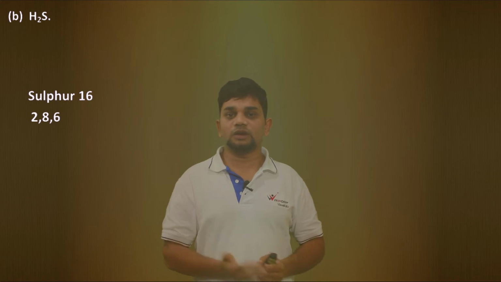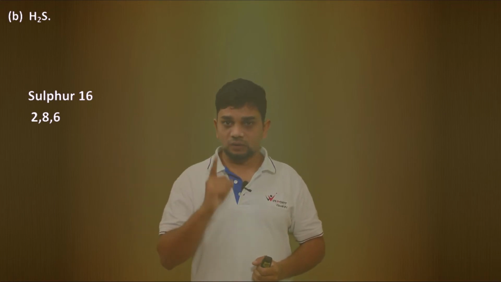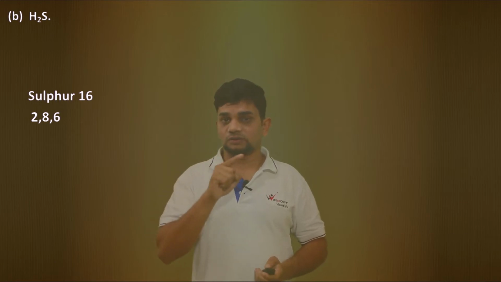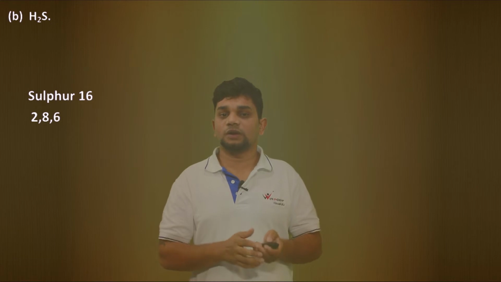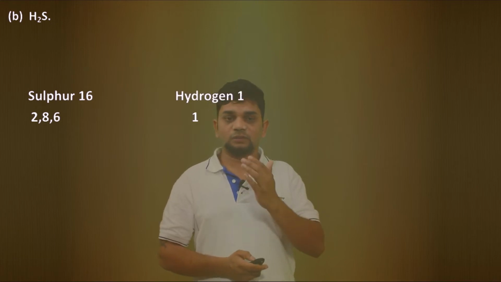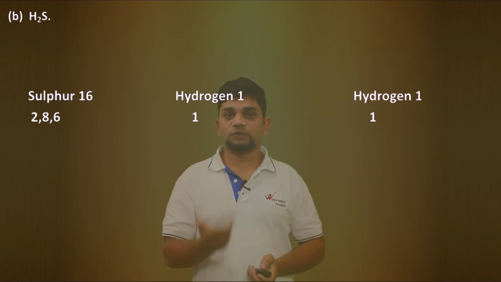Next one. H2S, hydrogen sulfide. There are 2 hydrogen, 1 sulfur, right? The atomic number of sulfur is 16. The configuration is 2, 8, 6. Outermost shell is having 6 electrons. We need to consider the last shell, outermost shell. There are 6 electrons. We are going to mark it. The atomic number of hydrogen is 1. There are 2 hydrogen. Atomic number of hydrogen is 1. Now we are going to draw the structure.